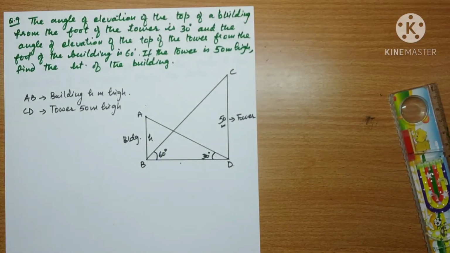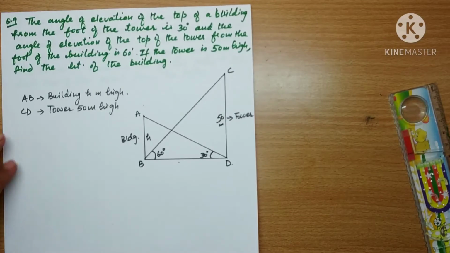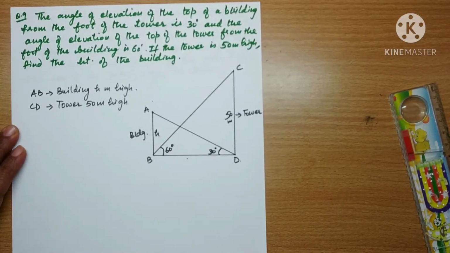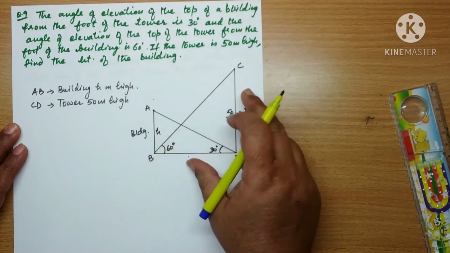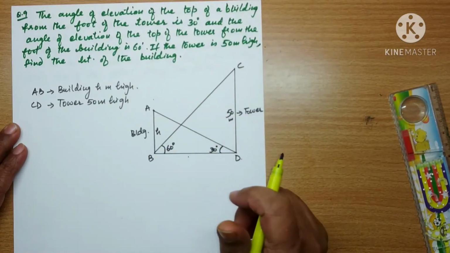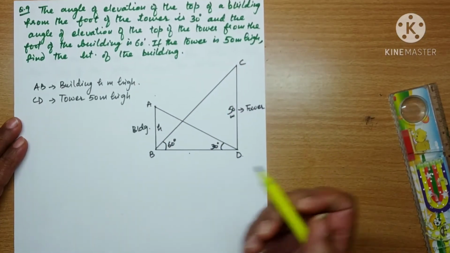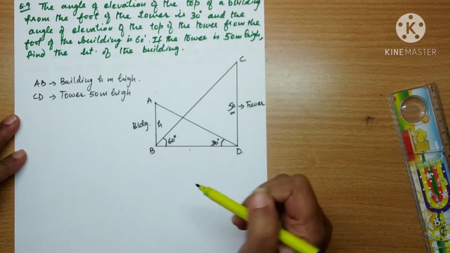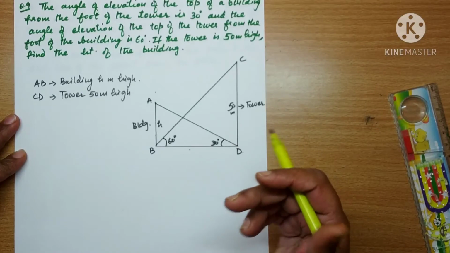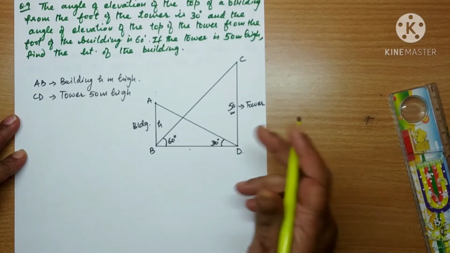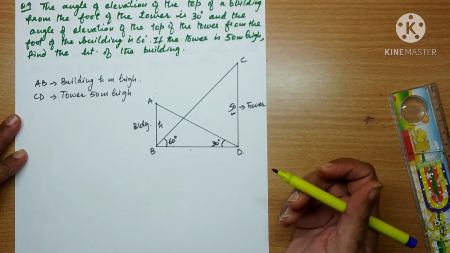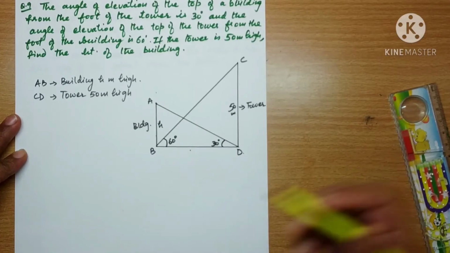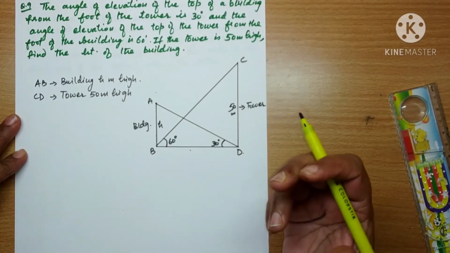Question 9 says, children, the angle of elevation of the top of a building from the foot of a tower is 30 degrees, and the angle of elevation of the top of the tower from the foot of the building is 60. So we have two things here, building and tower. Now we need to identify which is smaller and which is taller. The one with the bigger angle of elevation will be taller.